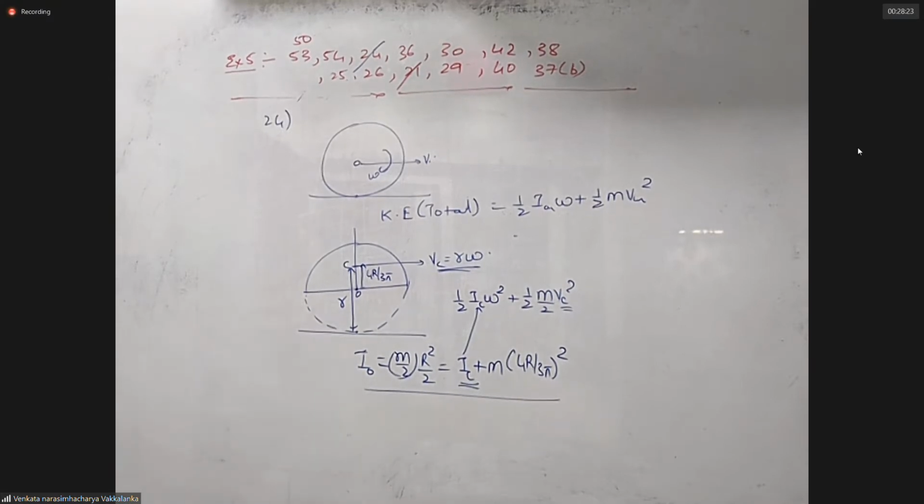The reason being kinetic energy, always remember: kinetic energy of the body about its center of mass plus kinetic energy of center of mass with respect to ground. If you take the upper half of the disk, please calculate about the center of mass of the upper half of the disk.